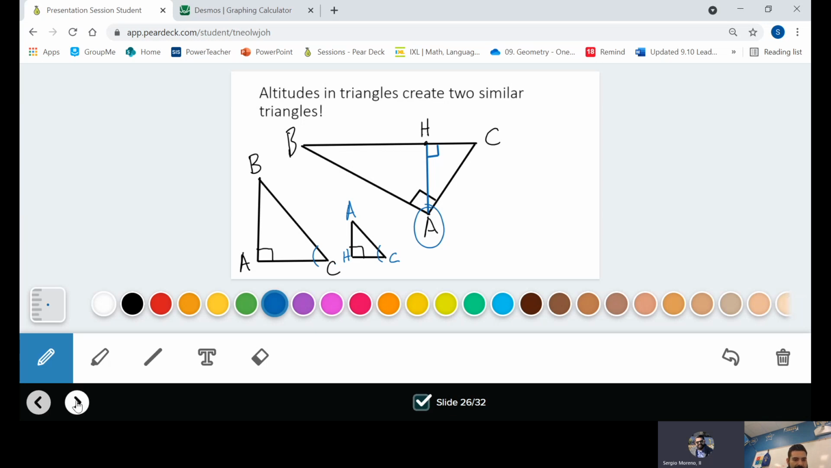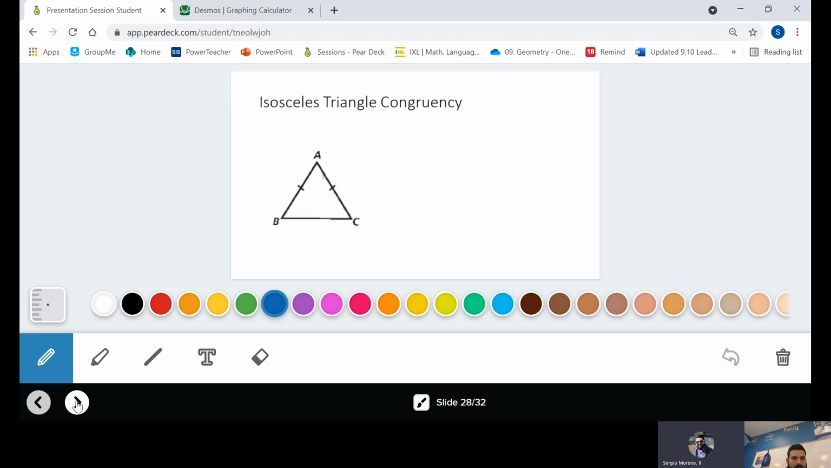It'll make it much easier to identify corresponding parts, or the corresponding geometric parts, of these two triangles before comparing. Let's go through another one.